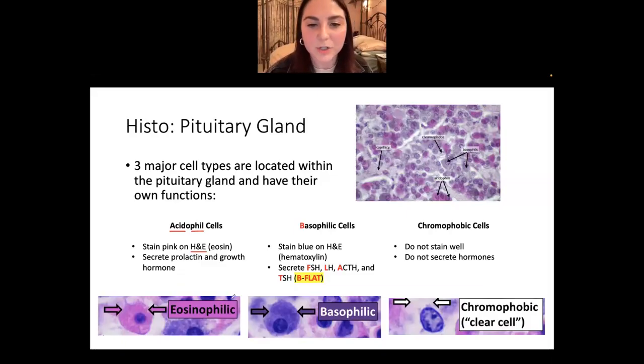Whoever made this was just trying to be like, oh look, eosin, it stains with eosin. This one stains with hematoxylin, which is a basic stain. But yes, they're the same thing.